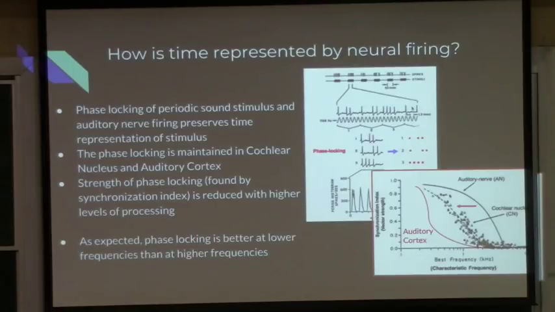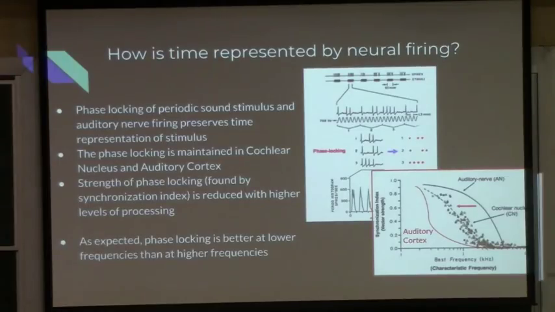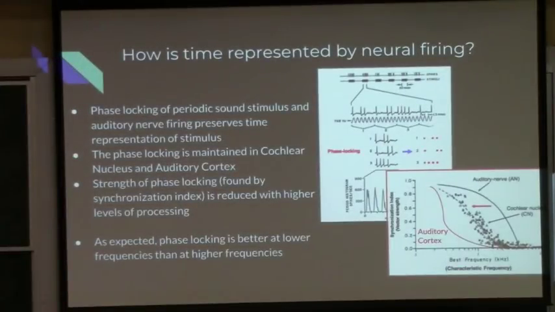And so what this basically shows you is two pieces of information. One is that there's less phase locking at higher levels of processing, but also that for a single level, let's consider the cochlear nucleus, at lower frequencies of sound you do have higher phase locking than at higher frequencies of sound. Yeah. So you said the phase locking is not really shown in the brain, but the strength of phase locking is maintained in the auditory cortex, on the last page? Oh yeah, it is maintained. It's just to a lesser degree. It's just not as much phase locked.